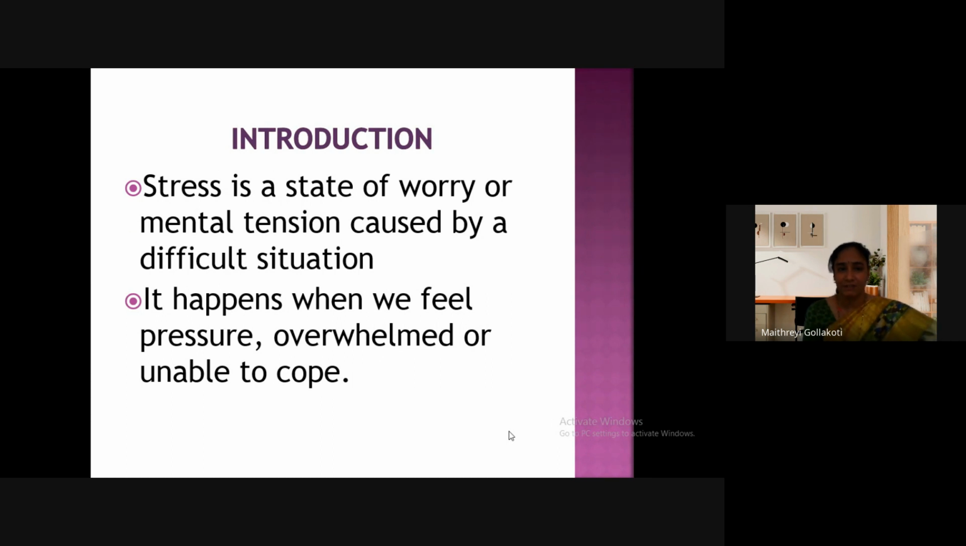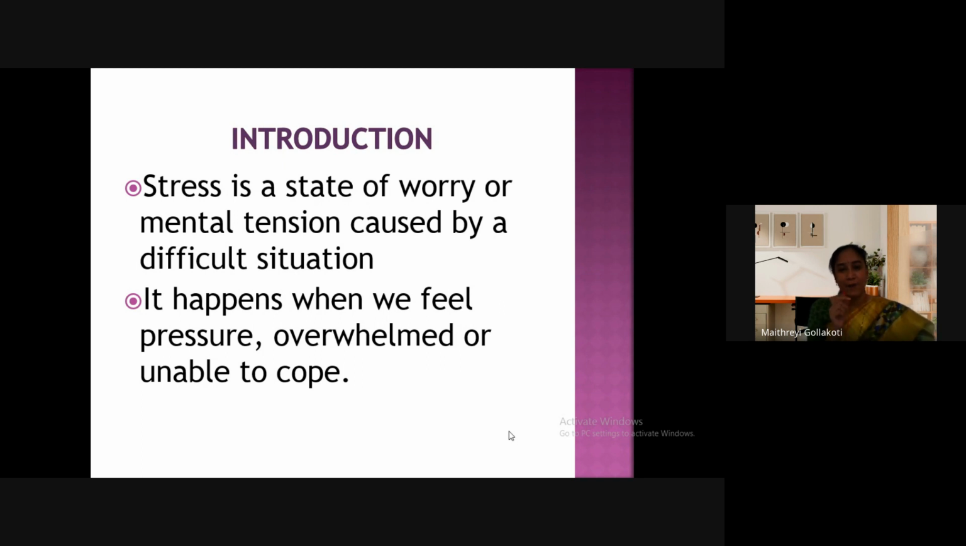Now, what is stress? Stress is nothing but a state of worry or mental tension caused by a difficult situation. See, sometimes things happen unexpectedly. Sometimes we face things without knowledge. Sometimes we are thrust into situations which are very unpredictable, because life is always unpredictable. We don't know what will happen next. That is the mystery of life, isn't it? And sometimes this mystery gives us very unpleasant surprises. Some surprises are very nice in life, some are not.